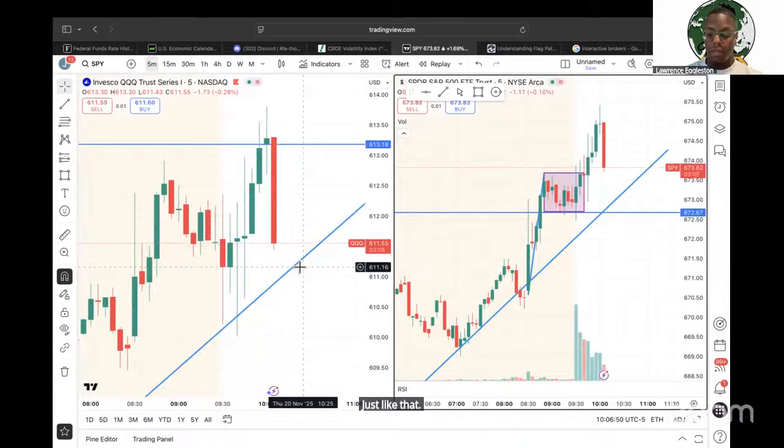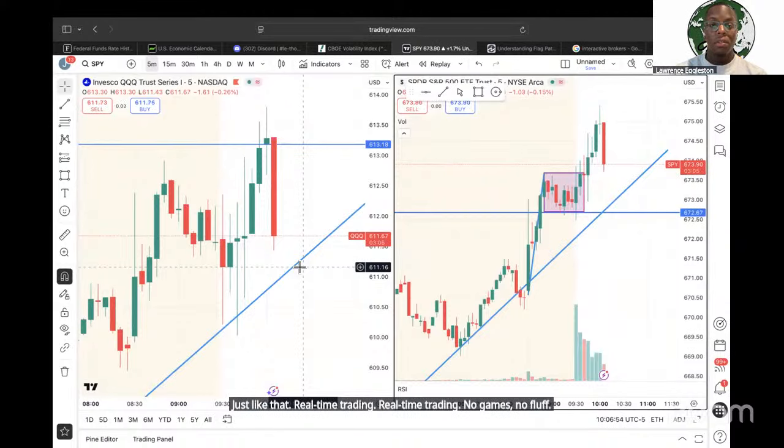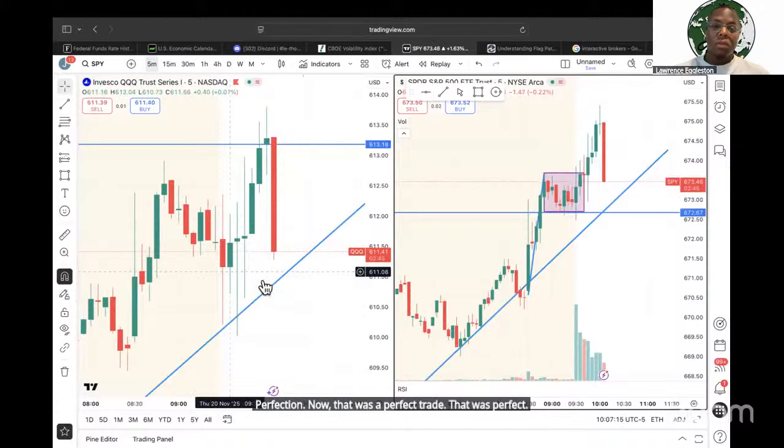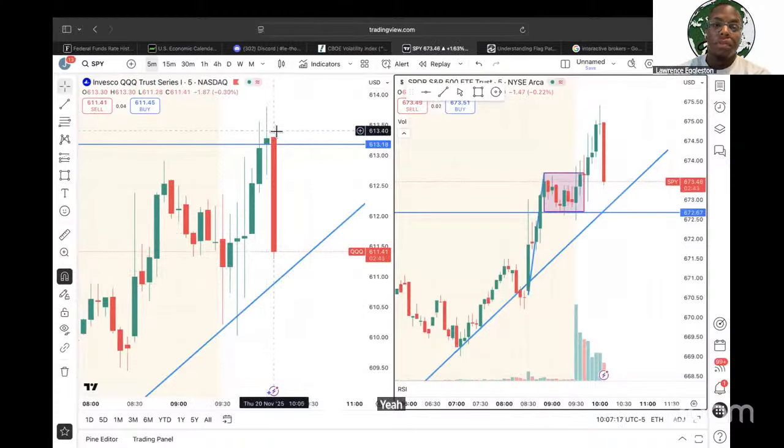Real-time trading. No games, no fluff. In real time. Caught the top of the market right there. There's 13 and a quarter. Was right there. Real time. Already back to 611. Perfection. Now that was a perfect trade. That was perfect. Caught it right at the top of the trend.